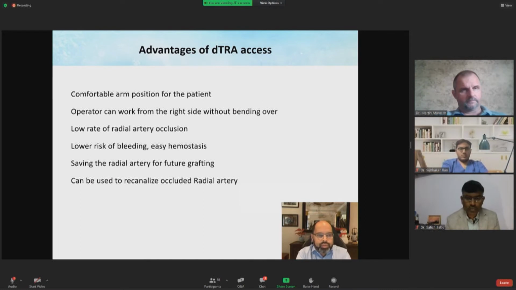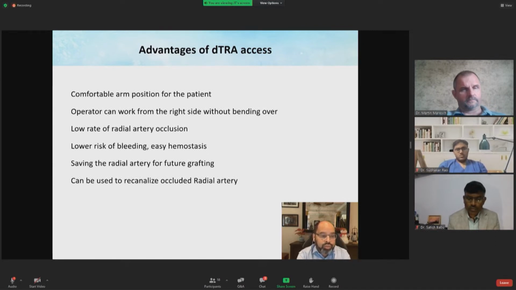There are several advantages of using the distal trans-radial access. It is a comfortable arm position for the patient because they don't have to keep their arm up with the palm facing up. If you're doing intervention from the left distal trans-radial access, the operator can still work from the right side without having to bend over. This is not much of an issue with fistula intervention because we will just stay on the other side.